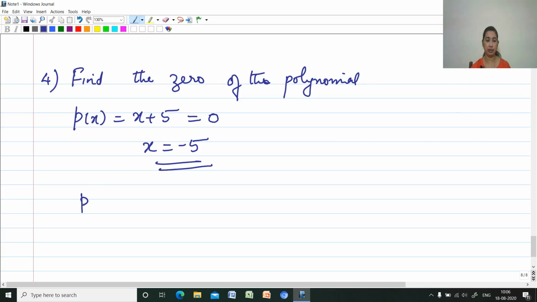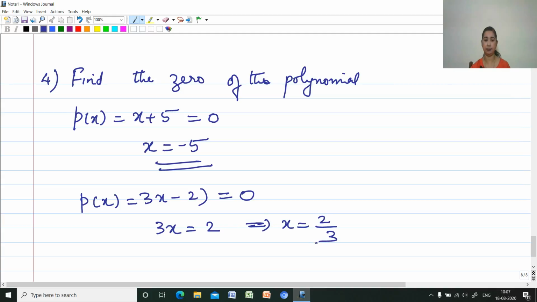So that means the zero of the polynomial is x equal to minus 5. Same way, p of x is equal to 3x minus 2. So in order to find out the zero of the polynomial, equate that as 0. So that means 3x equal to 2 or x is equal to 2 by 3. That means x equal to 2 by 3 is the zero of the given polynomial. So in order to find out the zero of the given polynomial, equate that polynomial as 0 and find out the value of x. That will be the zero of the polynomial.